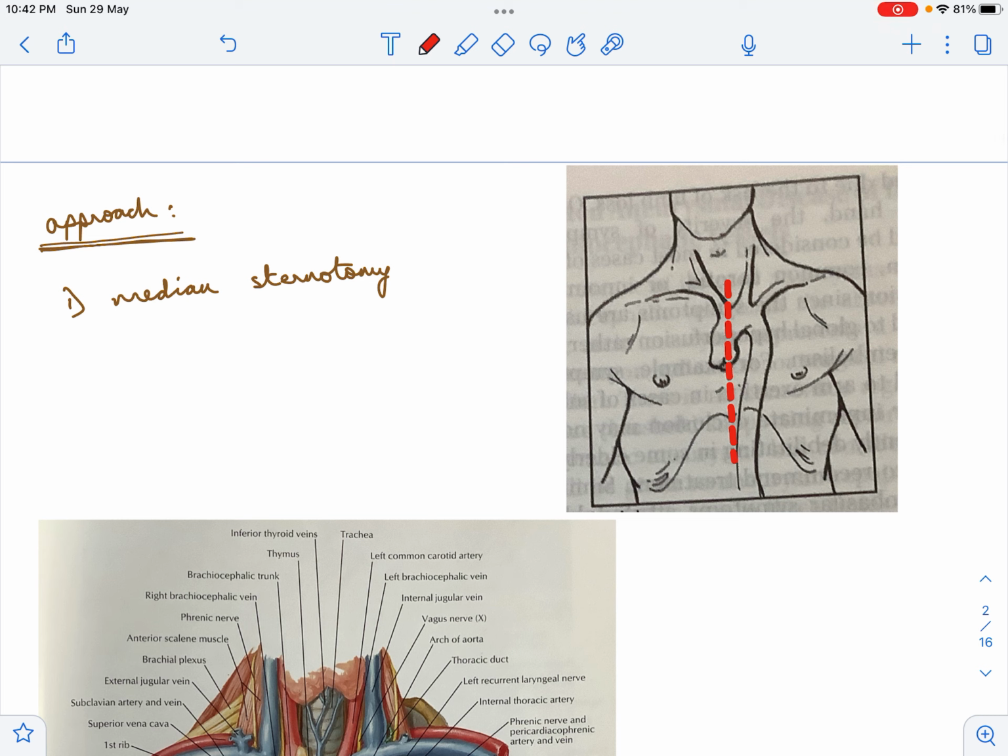Now, as for any surgery, how do you approach the heart? So, the most common incision by which the heart is approached is a median sternotomy. In a median sternotomy, the incision is made, as you can see in this diagram, from the suprasternal notch to the lower end of the xiphisternum. Now, once you make the incision, as is indicated by the dotted lines in this diagram, you divide the sternum and you retract the sternum.